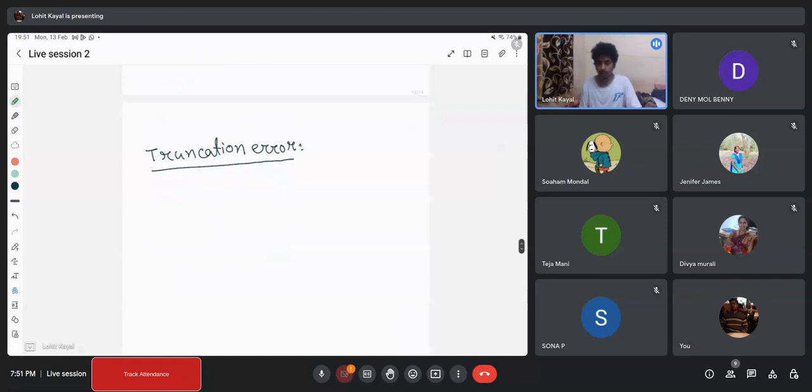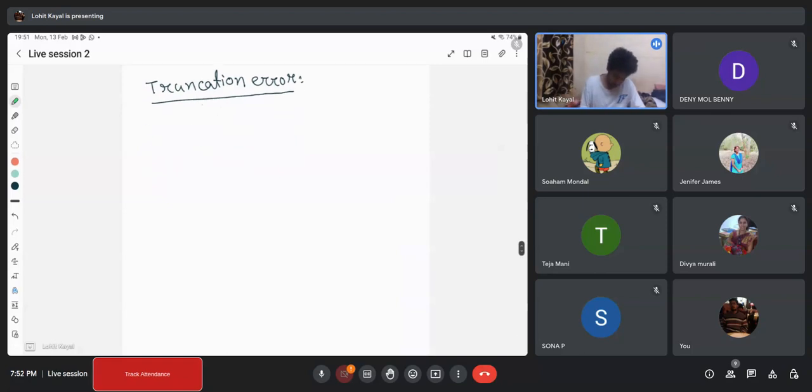Okay. So now I will do some discussion about what is the truncation error. In the last class, I showed one example when I was doing an exercise on plotting. The exercise was e to the power x equal to 1 plus x plus x square by 2 plus dot dot dot. So this is an infinite series.